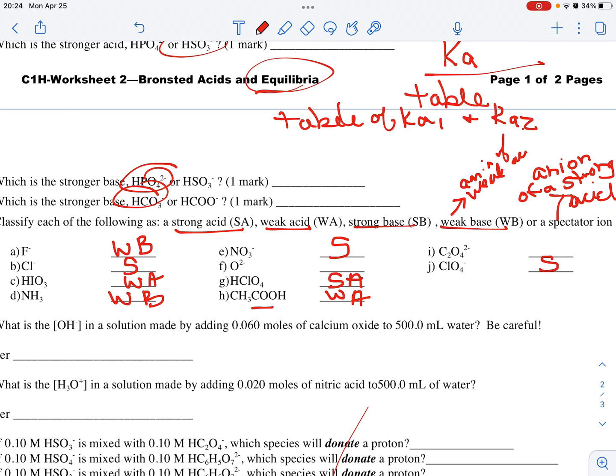My O2 minus, I think that's going to be a strong base because it is an oxide. And then my oxalate, I think will be a weak base because it is the conjugate base of a weak acid.